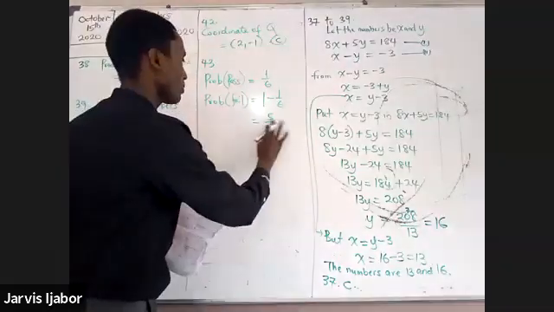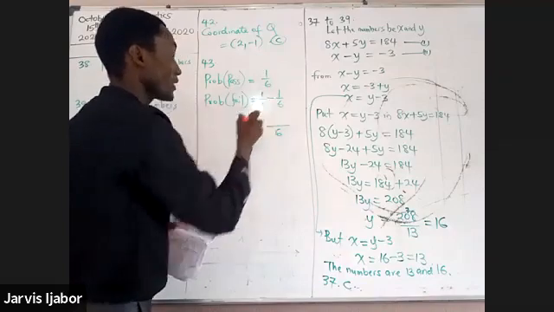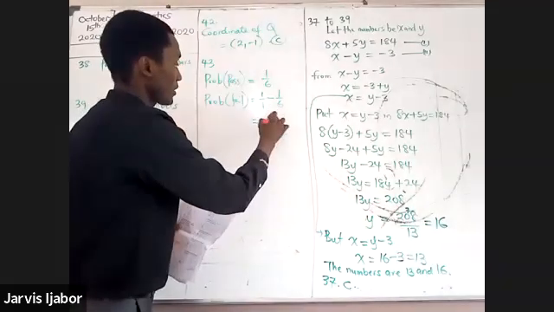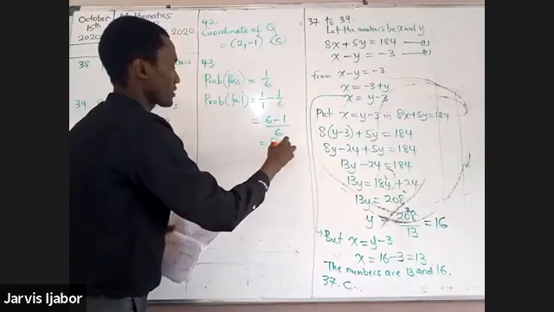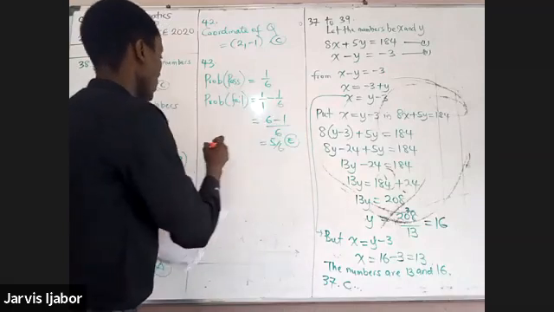Maybe we'll take that a little more expanded. 6. This one becomes 1/1. 6 minus 1, that is 5/6. And that answer will be 44.